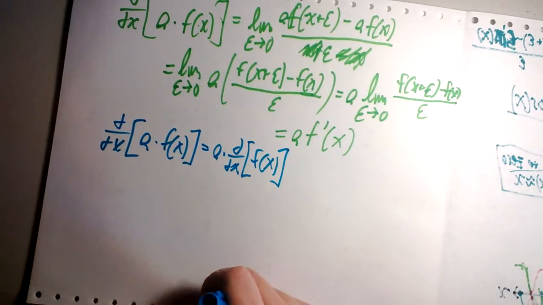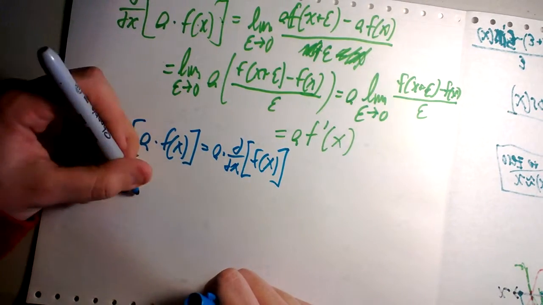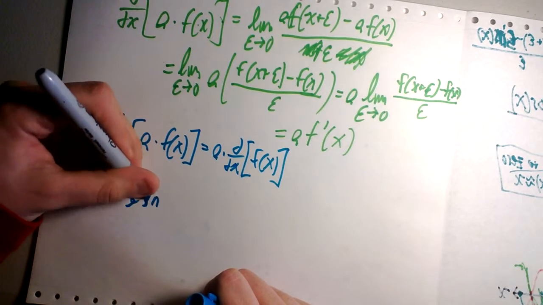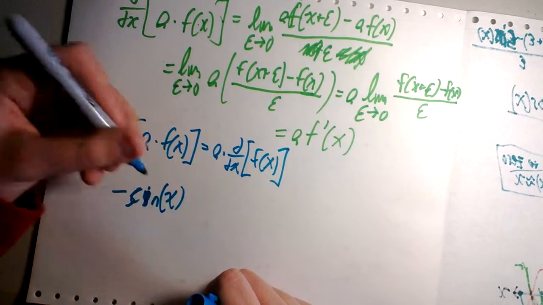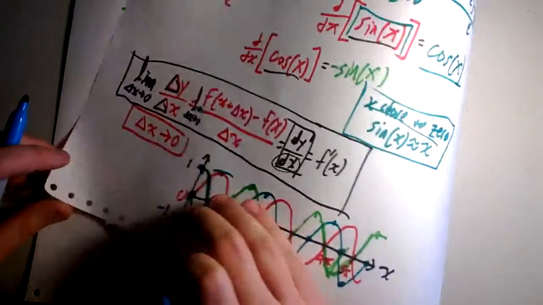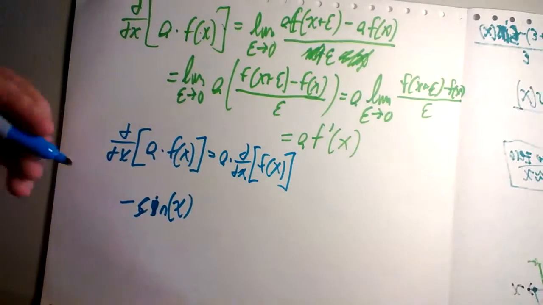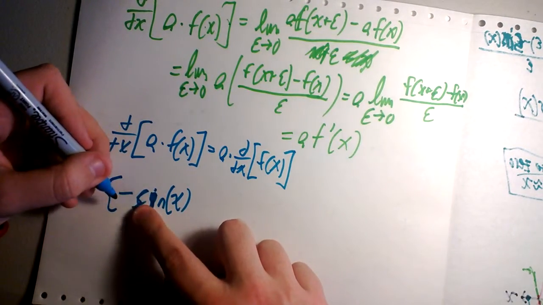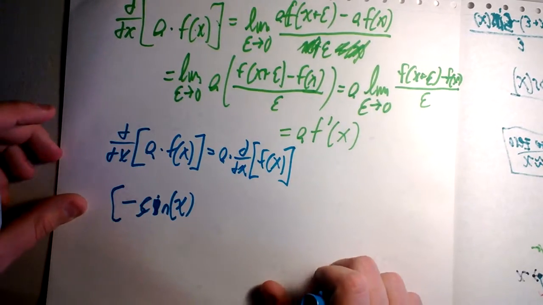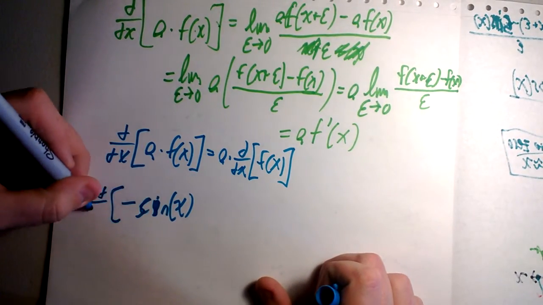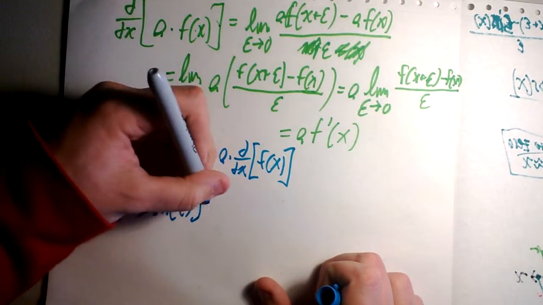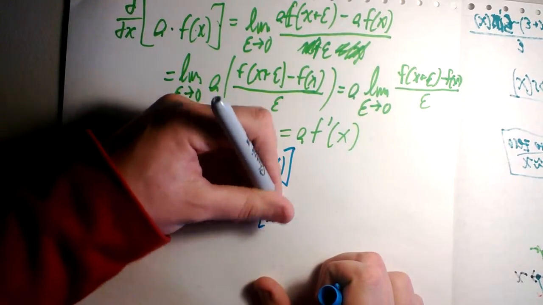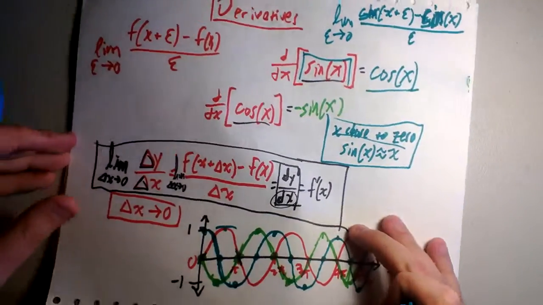Let's use this in principle. So what's the derivative of negative, no, we got a negative sign, didn't we? Yeah, we got a negative sign on that first page. What's the derivative of that? Well, we know the derivative of sine. We just showed that. That was cosine. So our constant in this case is -1. It's -1 times sine. -1 is just a number. So the derivative of negative sine should be negative cosine.